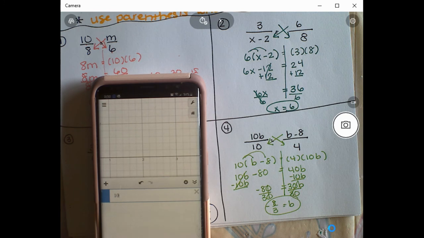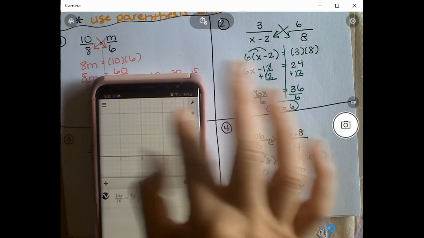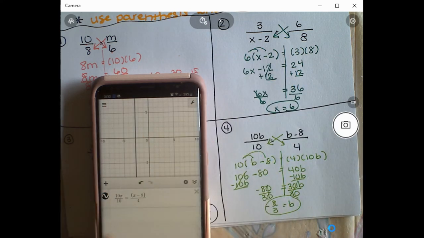10x over 10 equals x minus 8 over 4. And we can't see it, so we'll go to home. Hey, there it is, that black line right there.